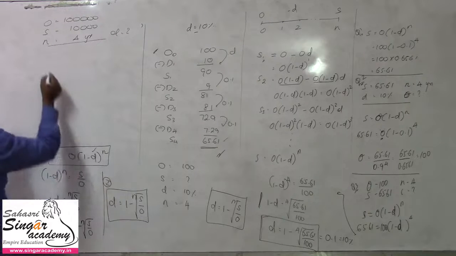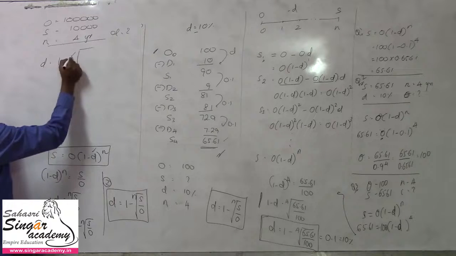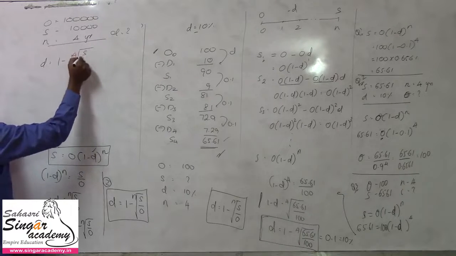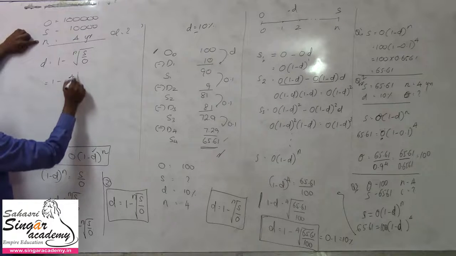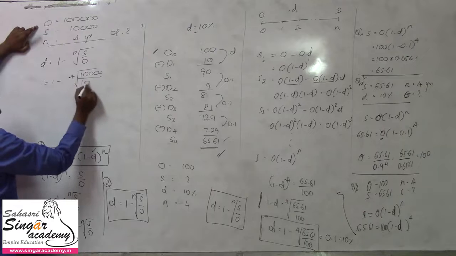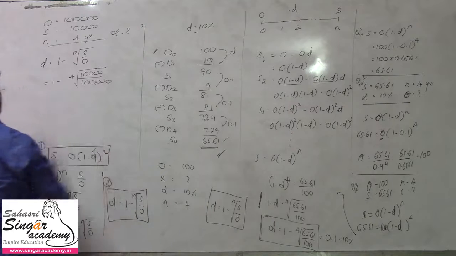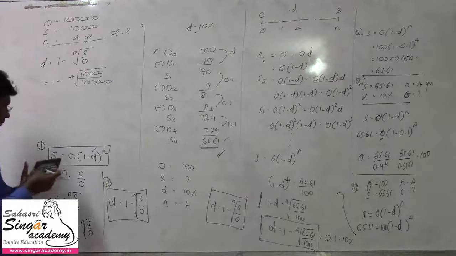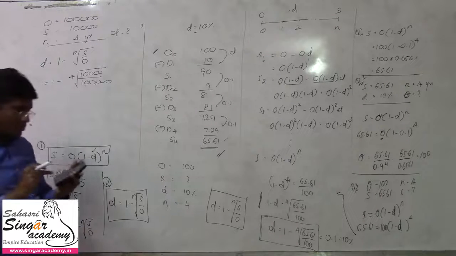So rate of depreciation, we know the formula. Rate of depreciation D is equal to 1 minus nth root of scrap value divided by original value. So 1 minus 4th root of scrap, which is 10,000, and original value 1 lakh. 10,000 divided by 1 lakh will be the value inside the root. So 10,000 divided by 1 lakh is 0.1. We have to take the 4th root of 0.1.